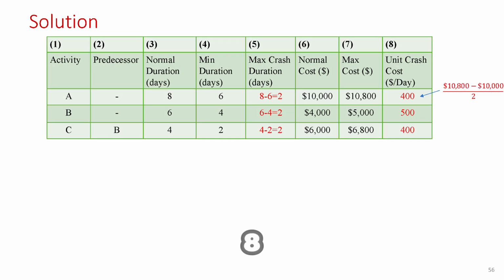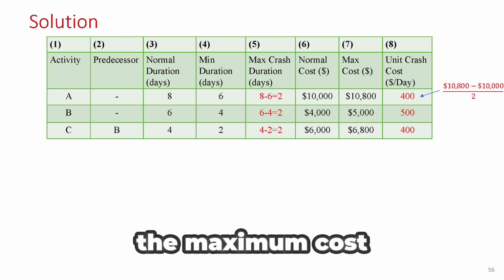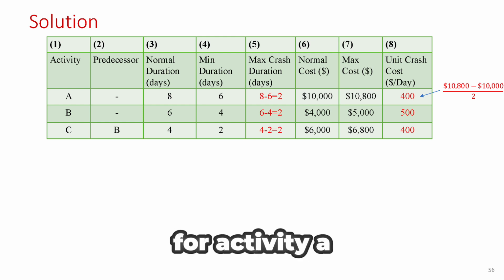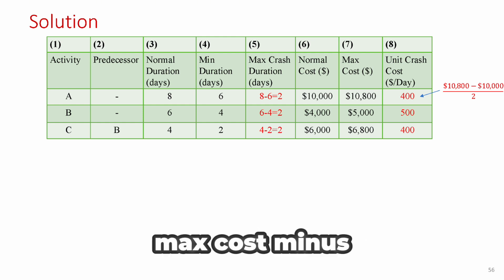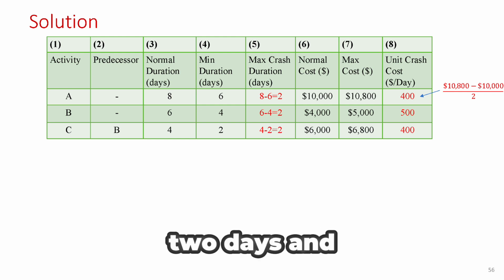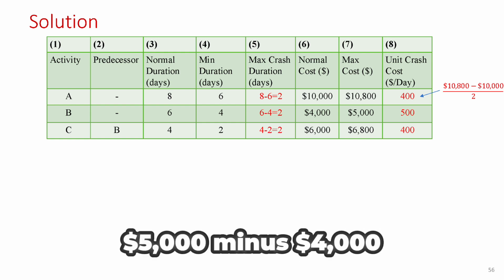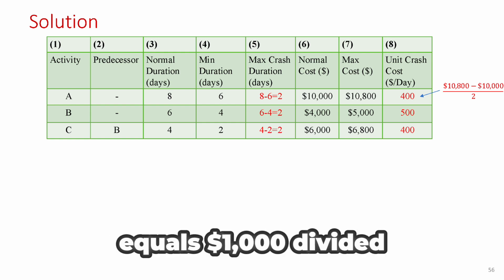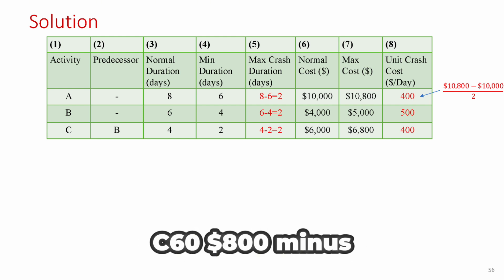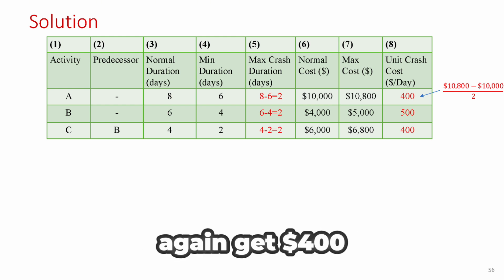Now let's move on to column 8, unit crash cost. To calculate this, we subtract the normal cost from the maximum cost, then divide that result by the max crash duration we just calculated. For activity A, we take $2,800 max cost minus $10,000 normal cost, which equals $800. Divide that by 2 days, and we get a unit crash cost of $400 per day. For activity B, $5,000 minus $4,000 equals $1,000. Divided by 2 gives us $500 per day. And for activity C, $6,800 minus $6,000 equals $800. Divide that by 2, and we again get $400 per day.